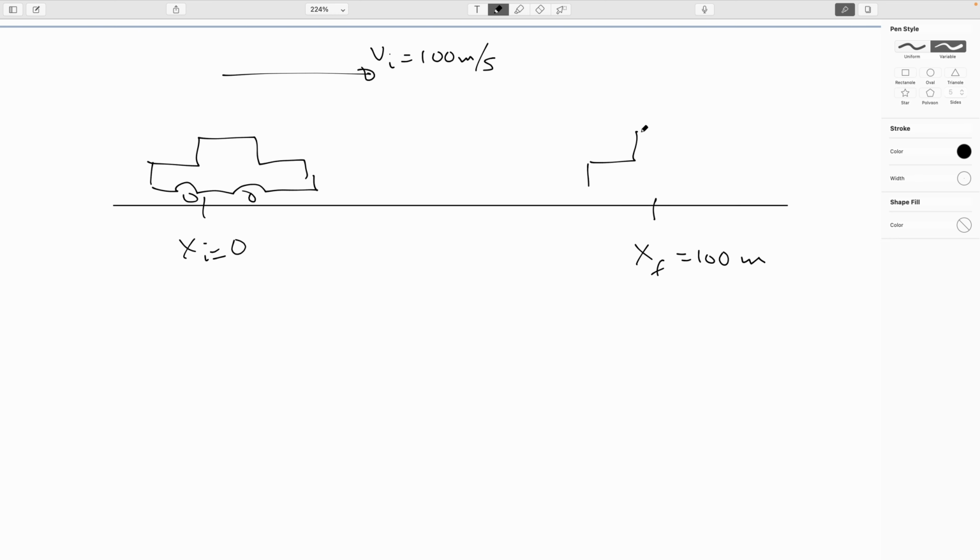And at the end of 100 meters, it hasn't come to a stop, but it is going at 40 meters per second. So it's going slower than it was before. All right. And what I want to know is what is the acceleration. Now, believe it or not, we can milk a little bit more out of this.